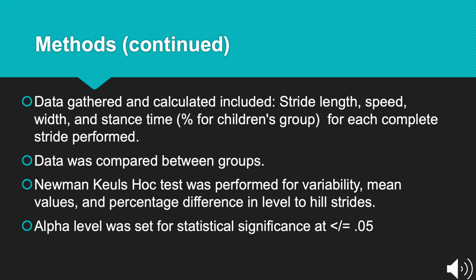Data was gathered and calculated for each group. It included stride length, stride speed, width, and stance time, or percentage stance time, for the children's group. Each of these was recorded with only full stride lengths. Data was compared between the two groups. The Newman-Keuls post hoc test was performed for variability, mean values, and percentage difference in level to hill strides. Alpha level was set for statistical significance at less than or equal to 0.05.